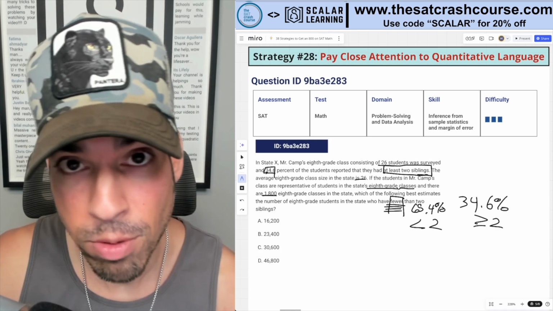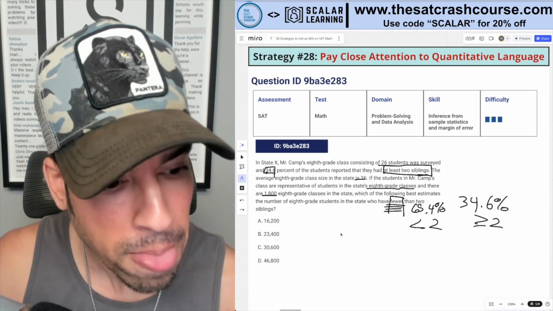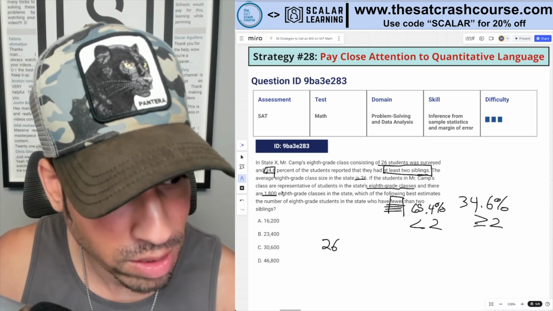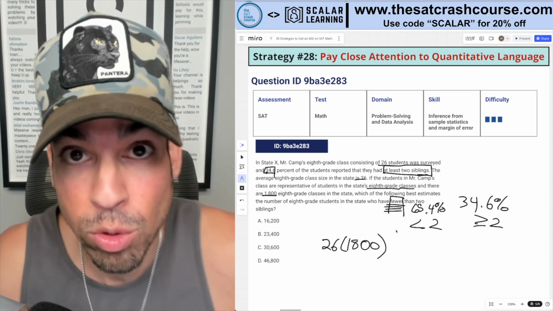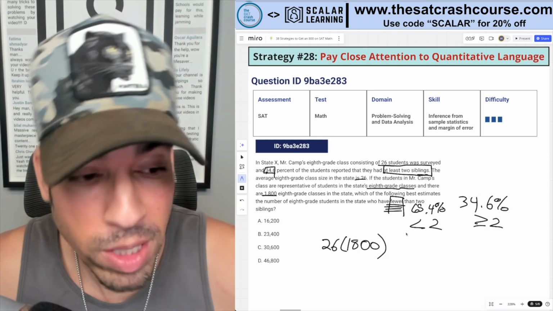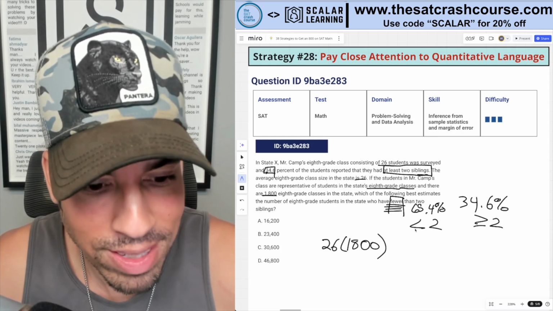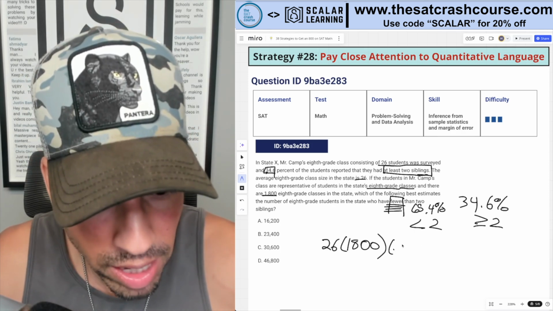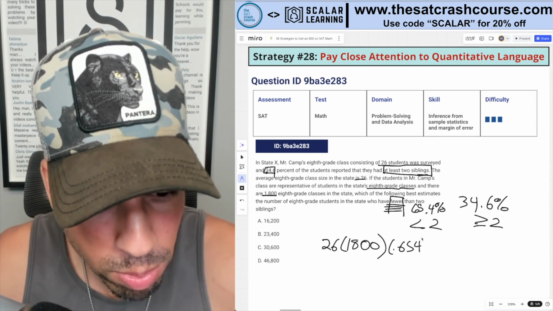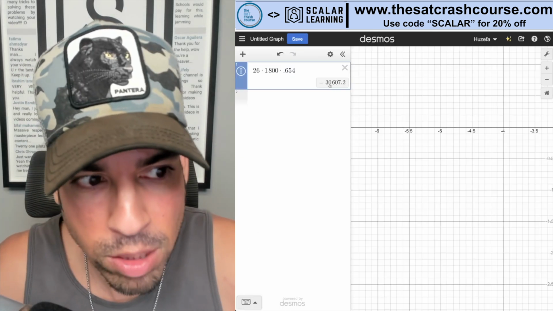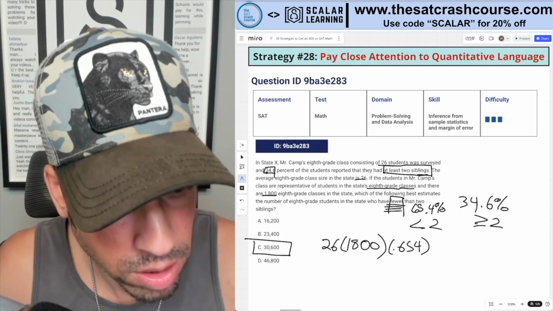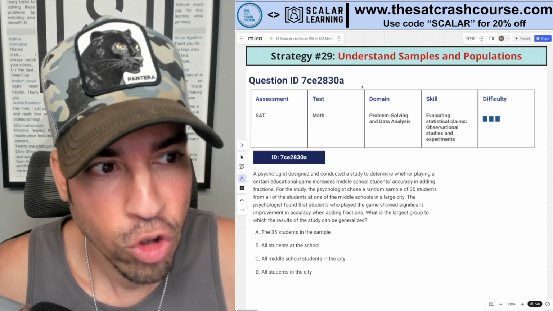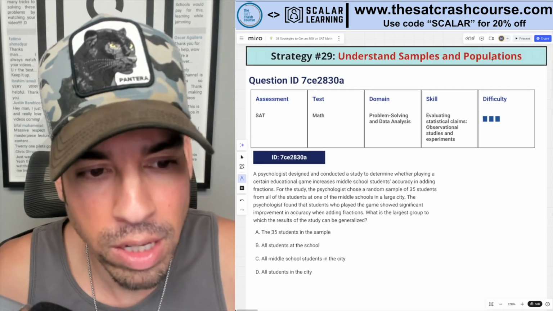So now we have all the information we need to do this calculation because we know the average class size is 26. And since there are 1,800 classes, we can multiply these two together to get our estimate of the total number of 8th graders in the state. And then of this, we're taking 65.4%. So let's do this in DESMOS. And we get approximately 30,607. And the closest to that is C. So C is the winner. Done. Strategy number 29, understand samples and population.